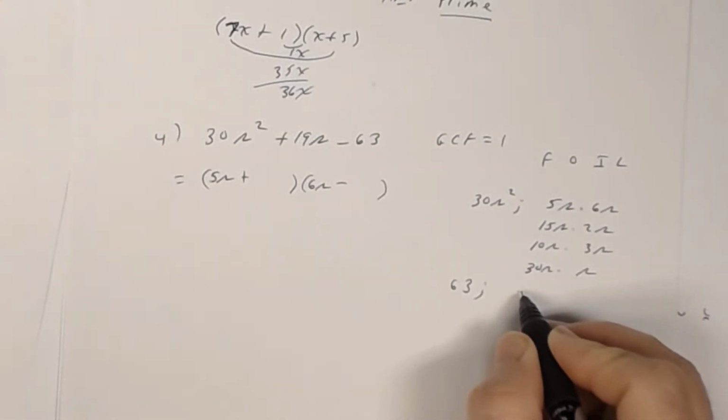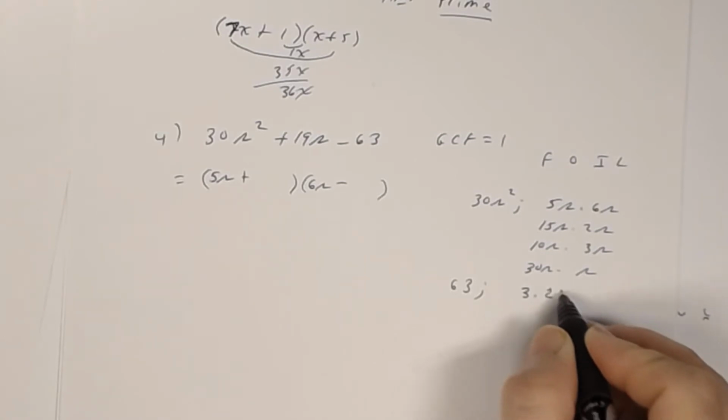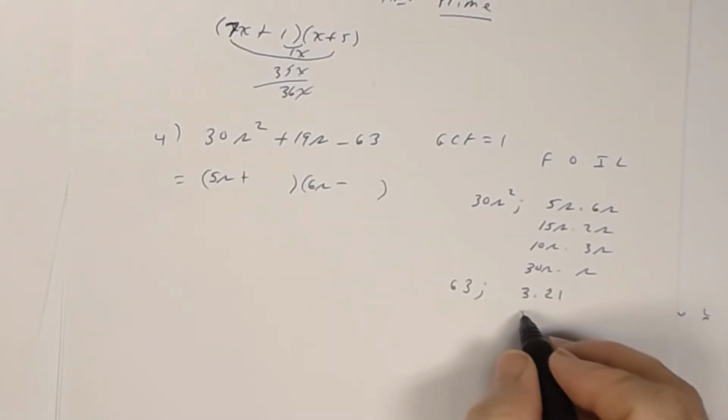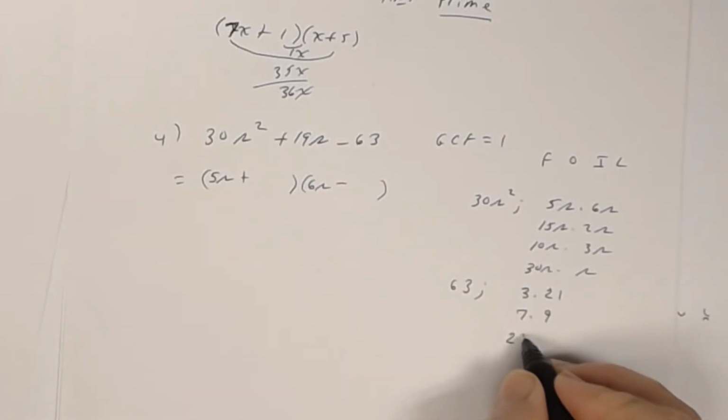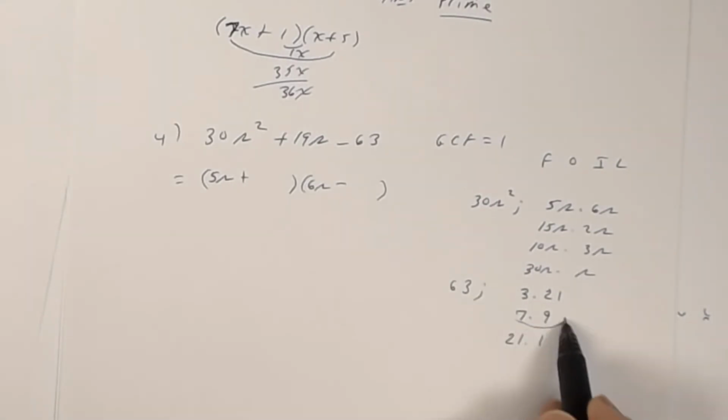For 63, there are several possibilities. There is 3 times 21. There is 7 times 9. There is 21 times 1. And then, I think that's it. So those should be the only possibilities for 63. Okay, and so let's try the ones close together on the number line. So let's try this pair first.